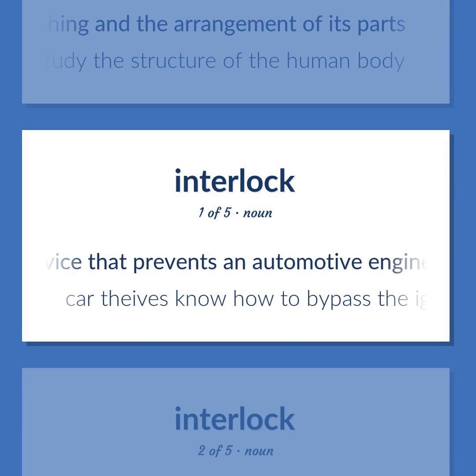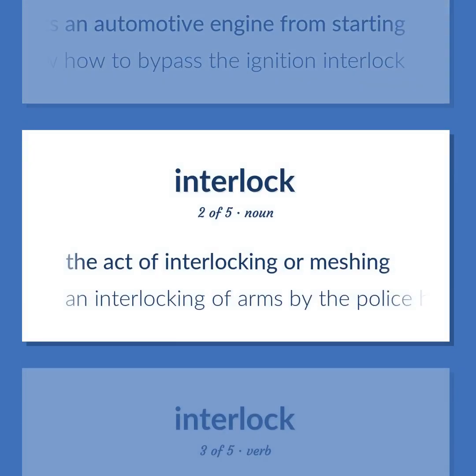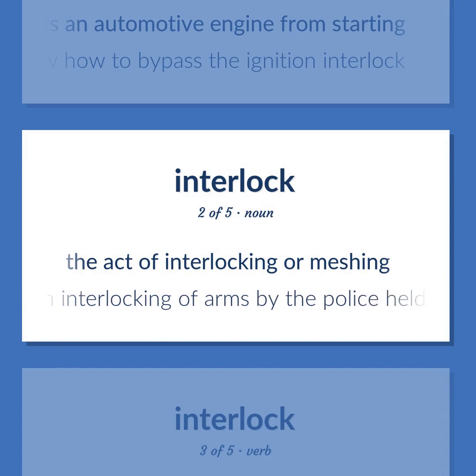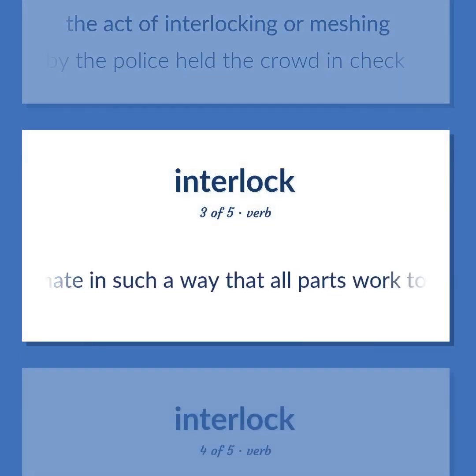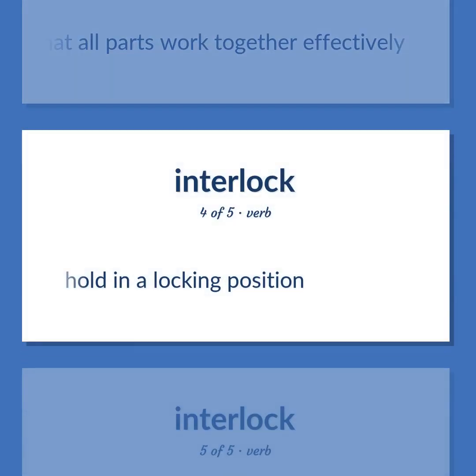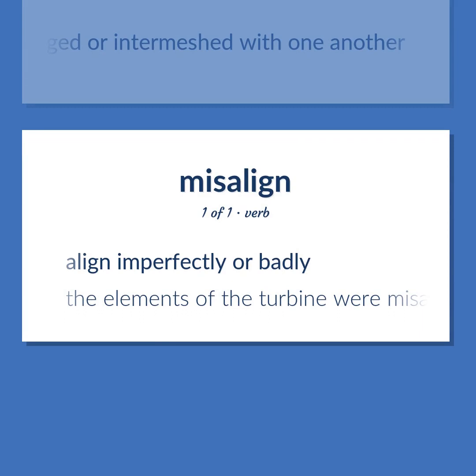A device that prevents an automotive engine from starting. The Ives know how to bypass the ignition interlock. The act of interlocking or meshing. An interlocking of arms by the police held the crowd in check. Coordinate in such a way that all parts work together effectively. Hold in a locking position. Become engaged or intermeshed with one another. Align imperfectly or badly. The elements of the turbine were misaligned.